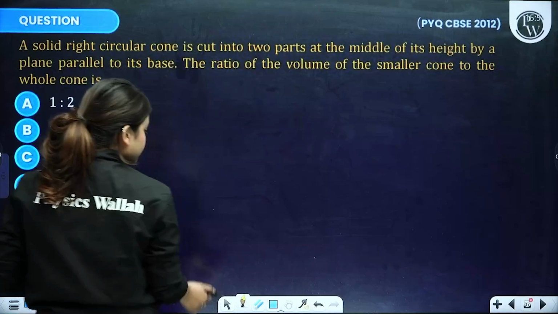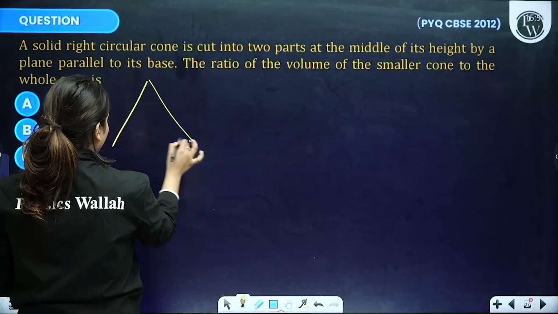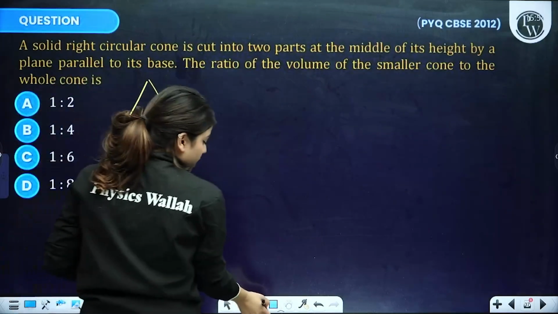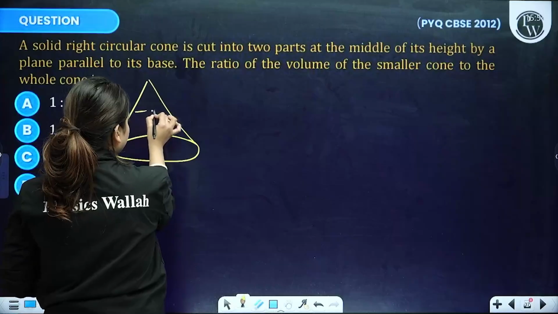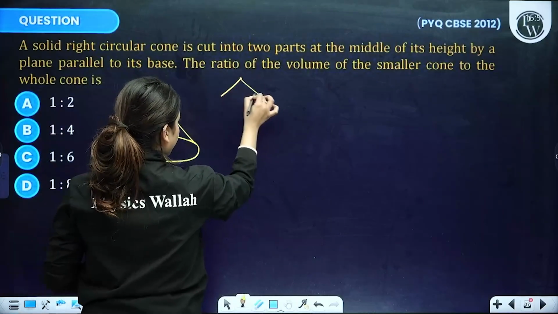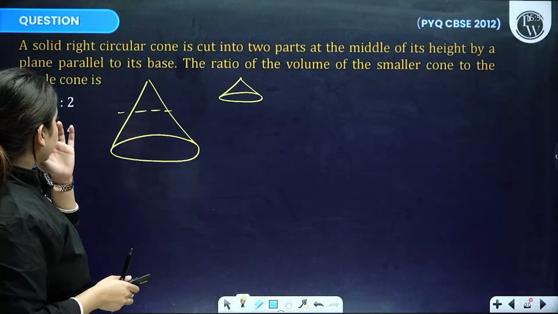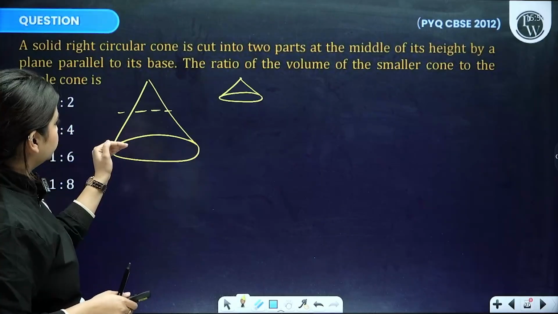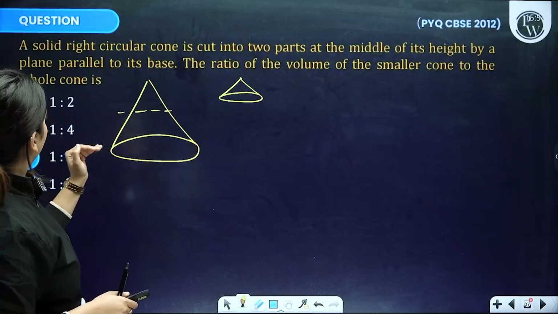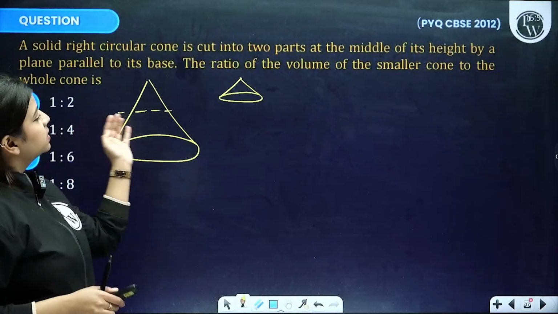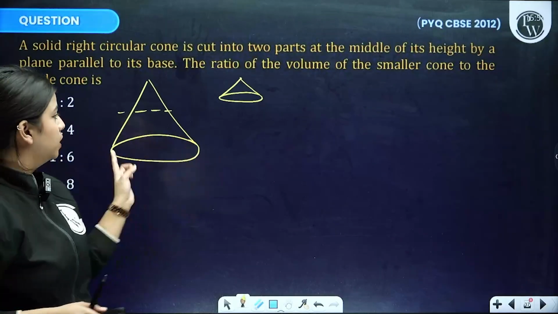Right? What is it saying, people? That there is a cone. Now this cone is just cut into two parts. One part is this, of course, the other is the frustum, which we are not talking about. So it is saying it is cut off in the middle. Right? In the middle of it. So basically they are asking the ratio of the volume of the smaller cone to the larger cone.